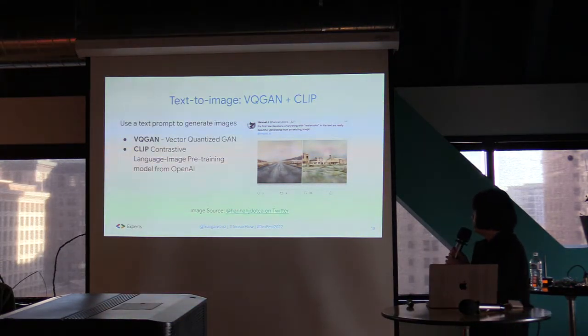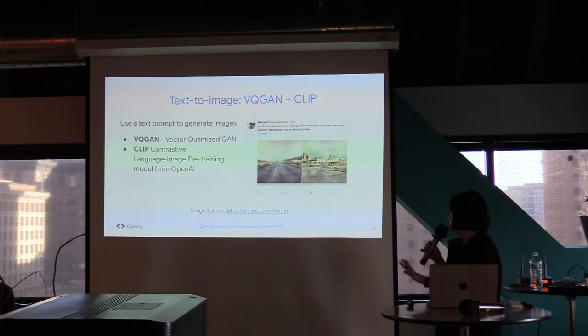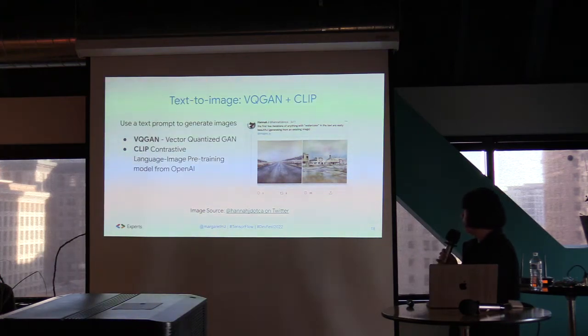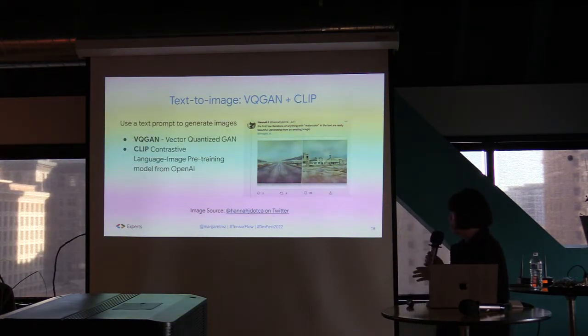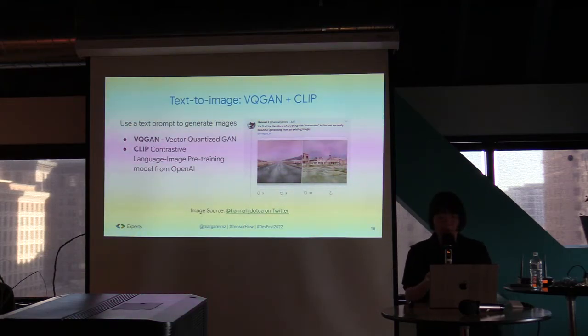They also use the large-scale language models in there. And text-to-image, here's another example. It's a VQ-GAN plus CLIP. And VQ-GAN is a type of GAN, a vector quantized GAN, and the CLIP stands for Contrastive Language Image Pre-trained Model, and it's from OpenAI.